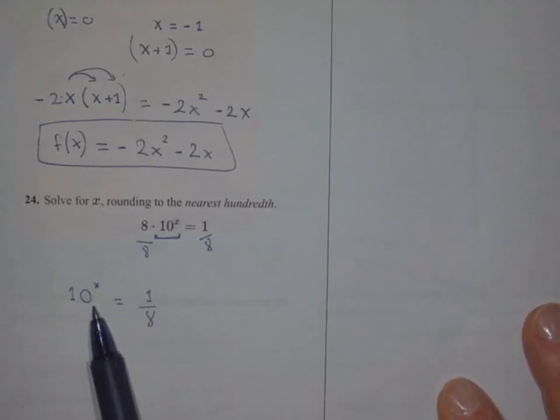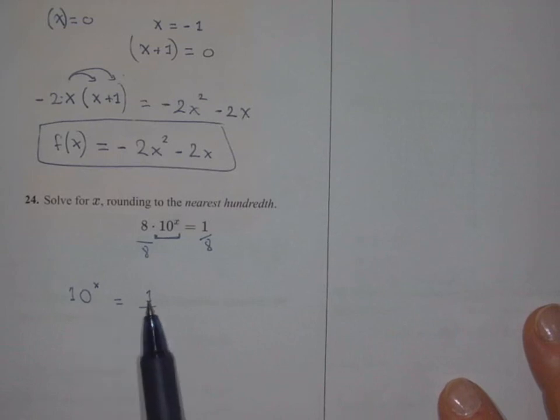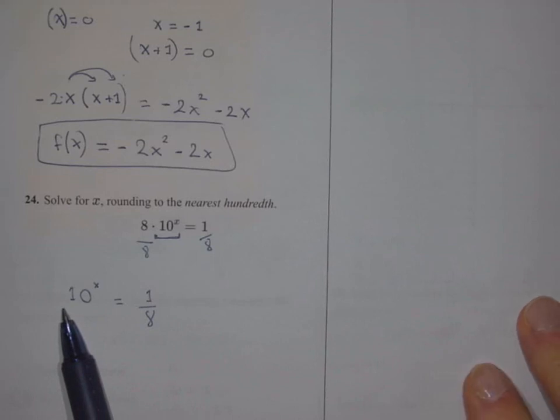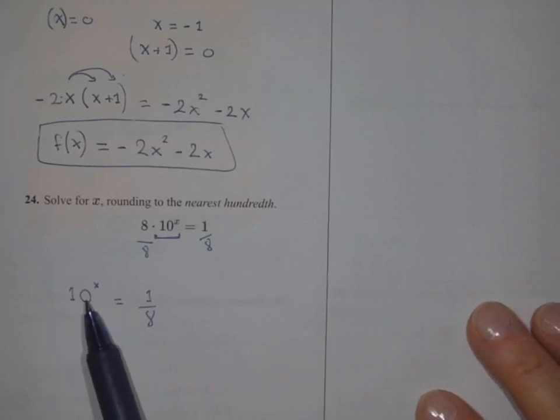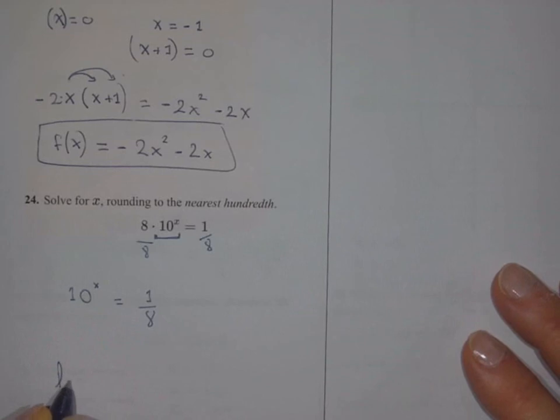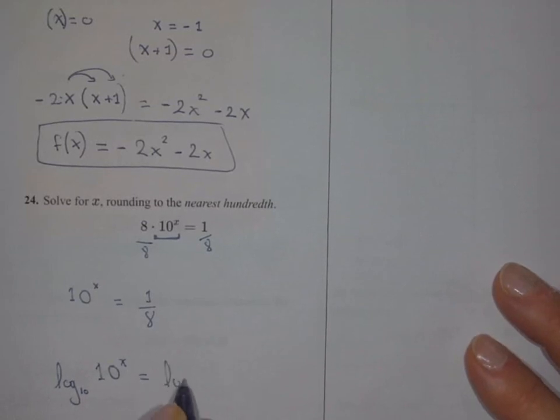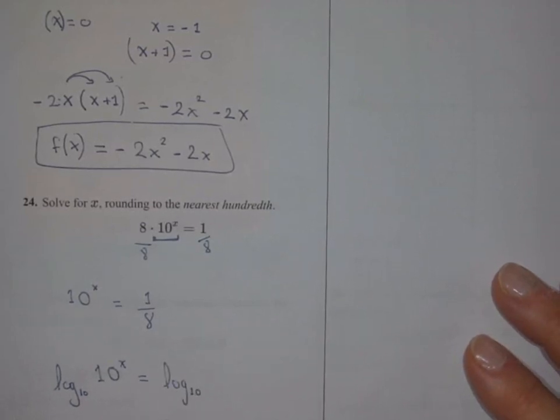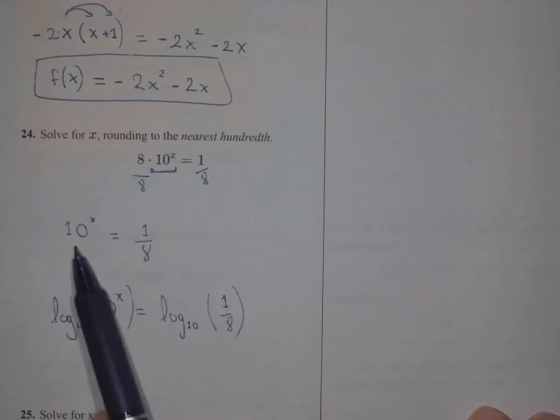At this point, we're going to solve that. We're actually going to have to take a logarithm on both sides. Okay? So what logarithm are we taking? We're taking the same base logarithm that we have here. This is a base 10. So I need a logarithm base 10. So I'm going to do log base 10 of 10 to the x equals log base 10 of 1 over 8. So remember, when we solve the equation, we have to do the same thing on both sides.